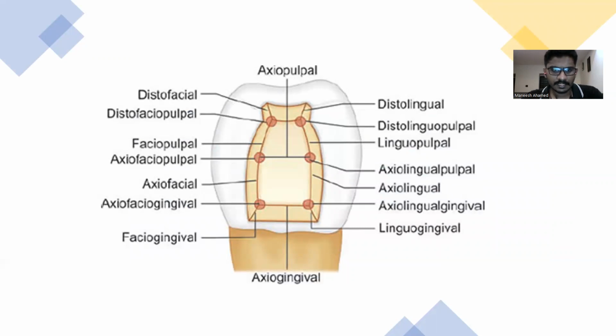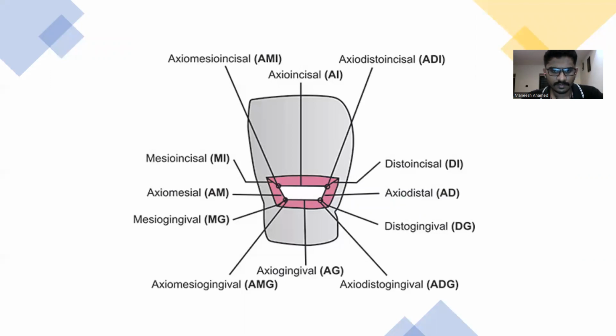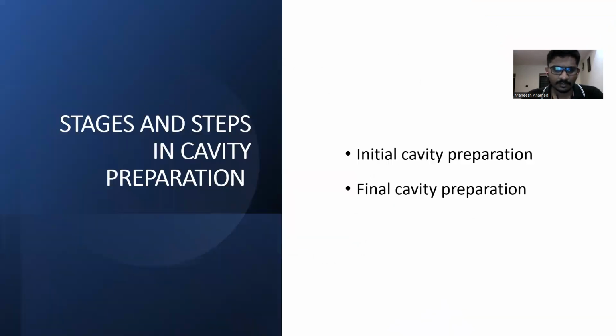This diagram depicts the different line angles and point angles which are present on a class 2 cavity. So, for example, axiopulpal is a line angle that forms the margin between the axial and the pulpal floors. Whereas the distofaciopulpal point angle forms the junction between the distofacial wall, the axial wall and the pulpal floor. So a point angle is formed by three planes, whereas a line angle is formed by two planes. Another example of a class 5 cavity shows the different line angles and point angles on the class 5 restoration cavity preparation. And every cavity preparation has two stages, that is initial cavity preparation and final cavity preparation.